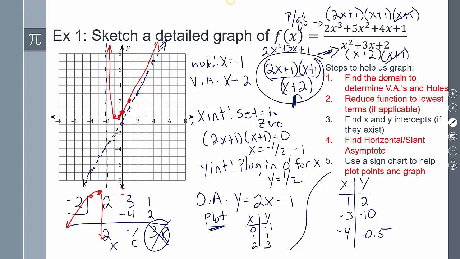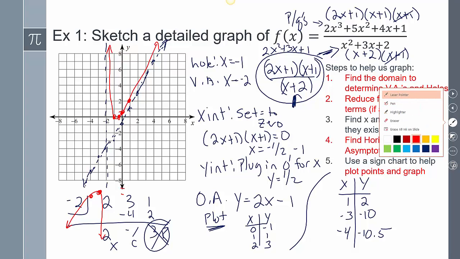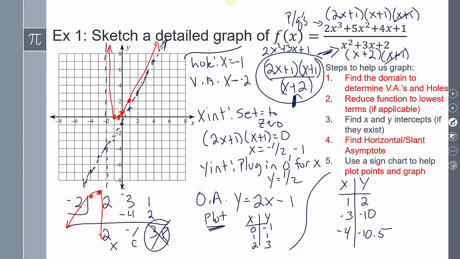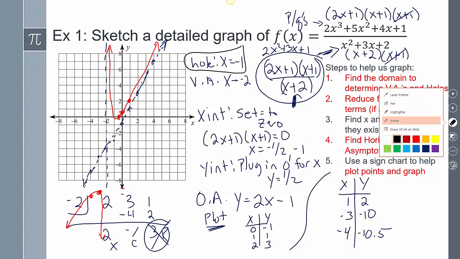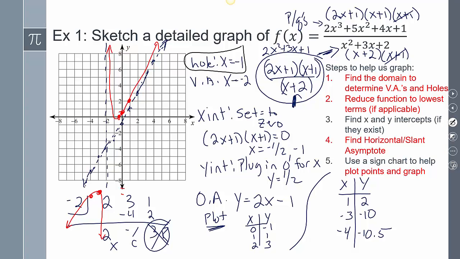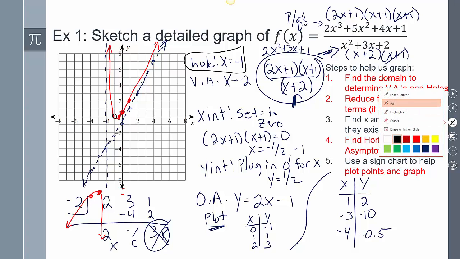Now, one little thing, we did say we had a hole at x equals -1. If you want to, on your graph, to represent that hole, wherever x is -1 on your graph, you can represent that with an open circle. So notice here, I can write an open circle at that value of -1. And so that would represent my hole.